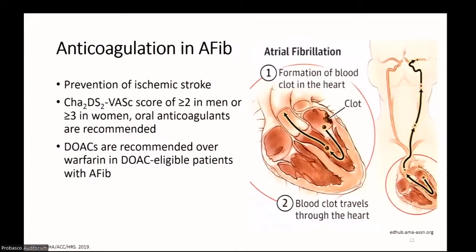And of course, the purpose of anticoagulation in AFib is prevention of ischemic stroke, and the 2019 ACC/AHA focused update recommended that for patients with a CHA2DS2-VASc of greater than or equal to 2 in men, greater than or equal to 3 in women, oral anticoagulants are recommended, and guidelines recommend DOACs over warfarin in DOAC-eligible patients with AFib.